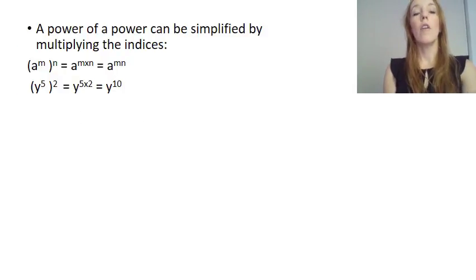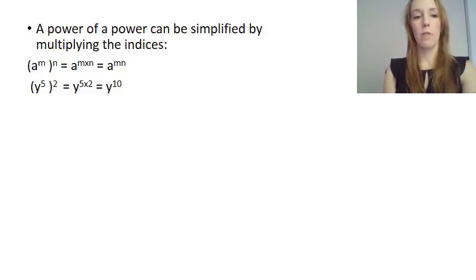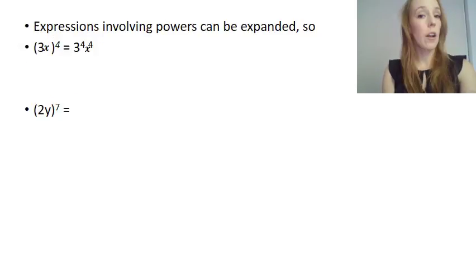So a power of a power can be simplified by multiplying the indices together. You can see there in our first example, we've got a to the power of m in brackets, and that whole expression is to the power of n. So to simplify that, we multiply our indices together. So that turns into a to the power of m multiplied by n, which is a to the mn. An example there is y to the power of 5 in brackets to the power of 2. To simplify that, you do 5 times 2, so we multiply our indices together, which will give us y to the power of 10.